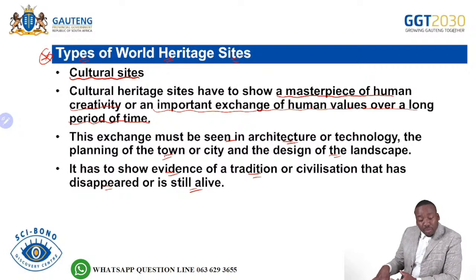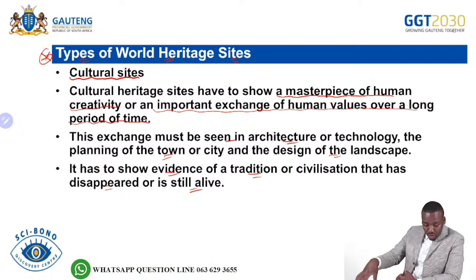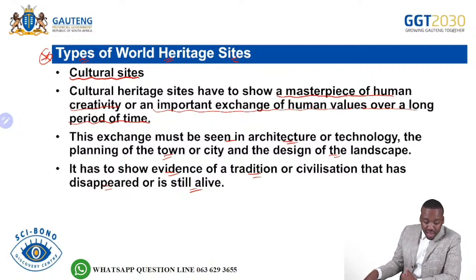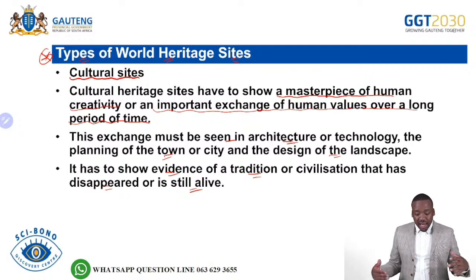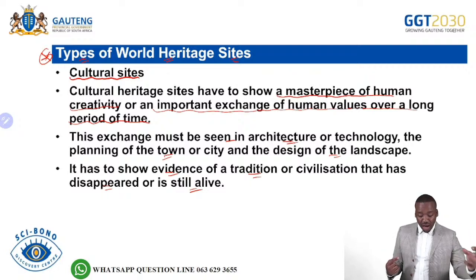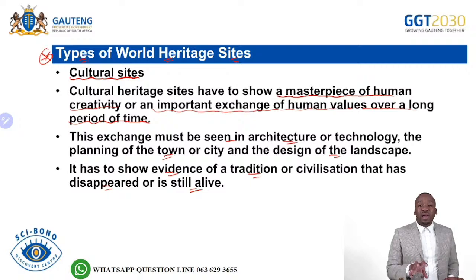So those are the things that I'm talking about when you talk about cultural heritage sites. You're going to see the evidence of a tradition, the things that were happening there in the past, or civilization that has disappeared or is still alive in that particular World Heritage Site. Then a site that has human values, a masterpiece of human creativity, architecture that can easily be identified with a particular culture, then you will know that site is a cultural World Heritage Site. Right.